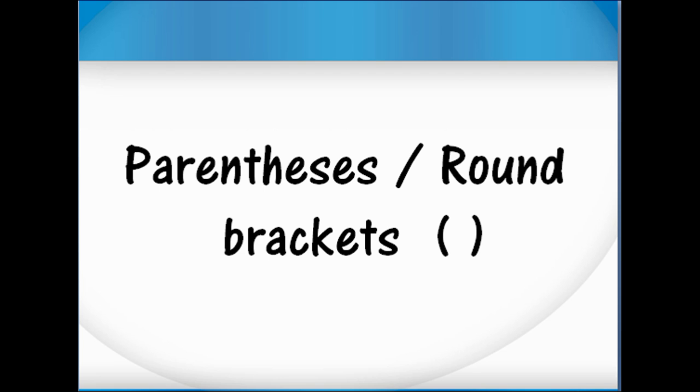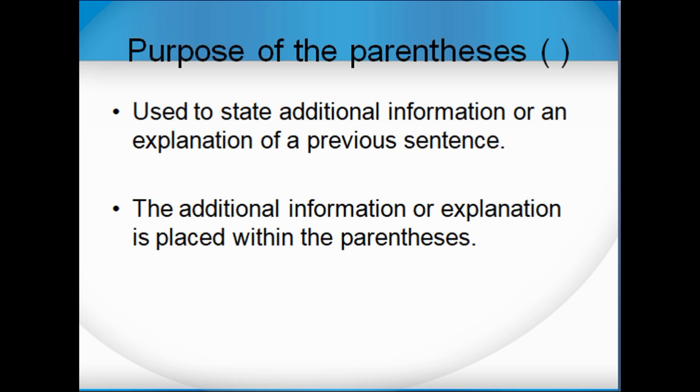So let's start off today's lesson with the parenthesis, or the round brackets. What is the purpose of the parenthesis? It is used to state additional information or an explanation of a previous sentence. Also, the additional information or explanation is placed within the parentheses. So basically, the round brackets or the parentheses are used to state additional information from a previous sentence, and that extra information is placed within the round brackets.